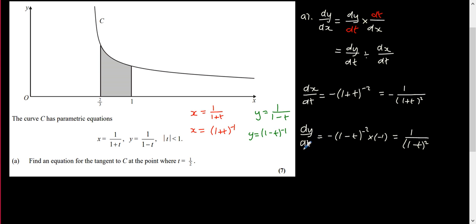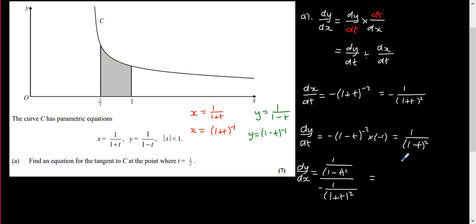So then we work out dy by dx. And dy by dx, we would normally use dy by dt divided by dx by dt. Well, that is what we're going to do, so let's just go for it and do that. So dy by dt is 1 over 1 minus t squared, and we're going to divide that by dx by dt, which is minus 1 over 1 plus t squared. So that's the dy by dt, and that's dx by dt.